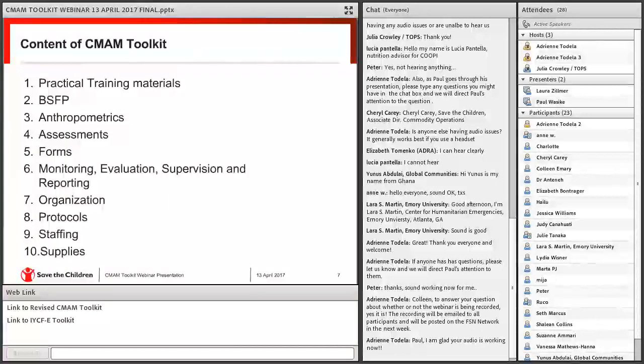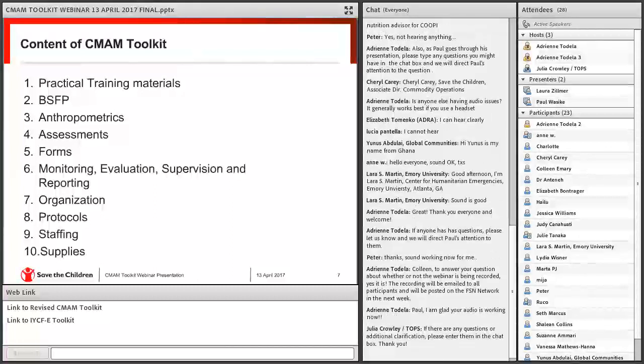Yeah, so just briefly to highlight, this might be boring for those who are very much used to the toolkit, but just to briefly go through the components that we have in the revised folder. We do have the revised toolkit. So we do have a folder that has practical training materials, and this came out of the user feedback, which I'll talk about a little bit later.